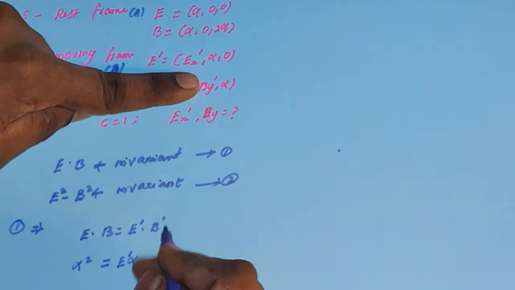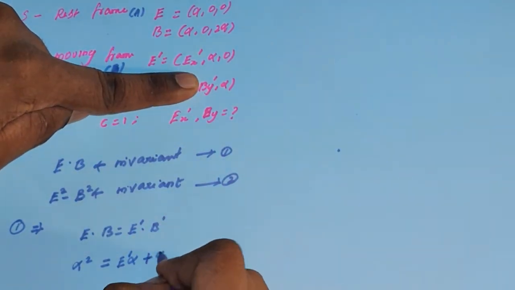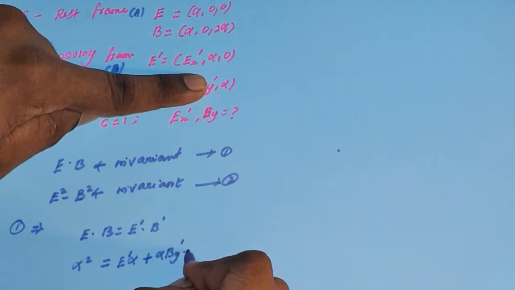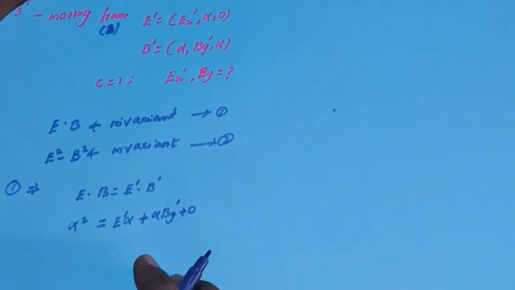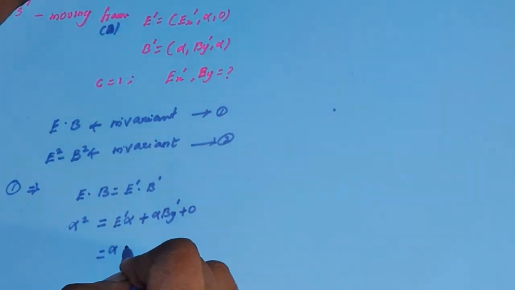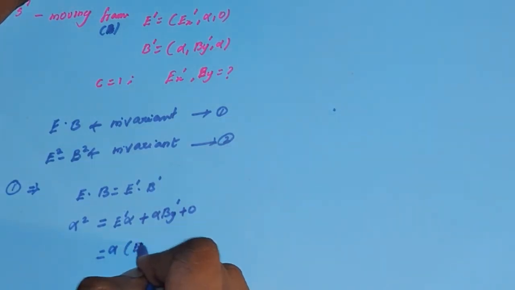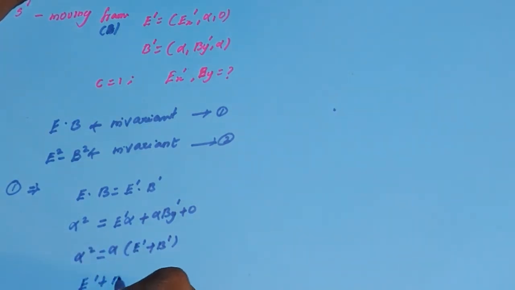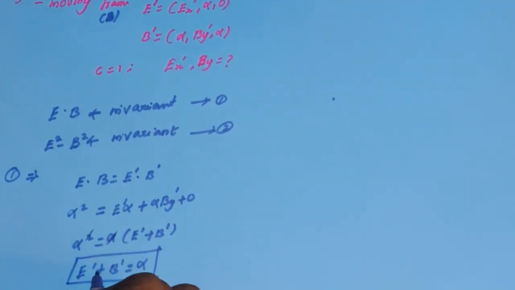Then if you take this dot product, it will give alpha times By prime, and the last dot product will be 0. Hence, if you take out alpha as common, it will give alpha times (Ex prime plus By prime) equal to alpha square. If you cancel one alpha, that would be equal to alpha. So from the one invariant quantity, we got Ex prime plus By prime equal to alpha. You have to take this as equation number 3.